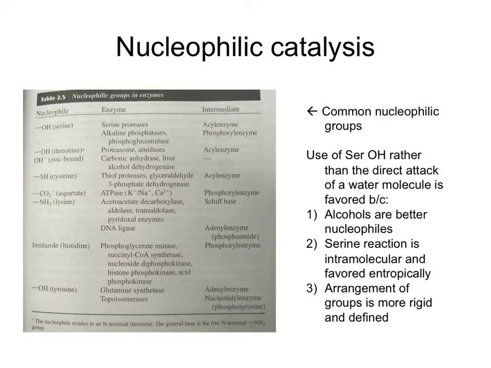So instead of using water as a nucleophile, the enzyme produces, in this case, serine hydroxide to do the reaction because alcohols are better nucleophiles. The serine reaction is intramolecular and favored entropically, and the arrangement of the group is more rigid and defined in the catalytic area, allowing for the process to happen very rapidly.